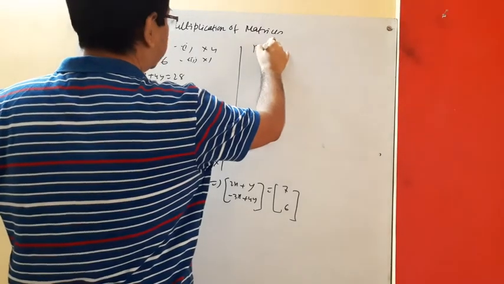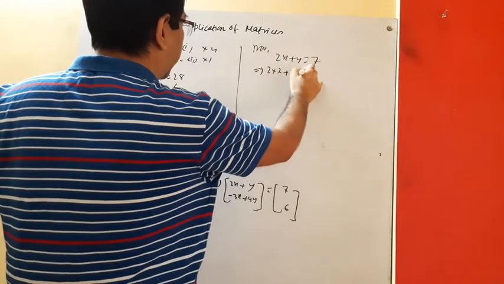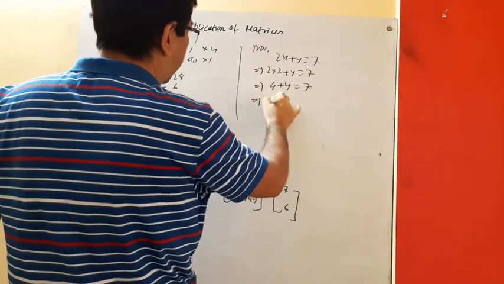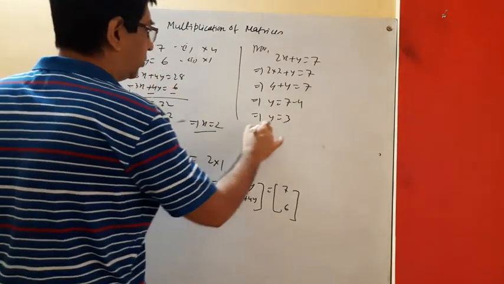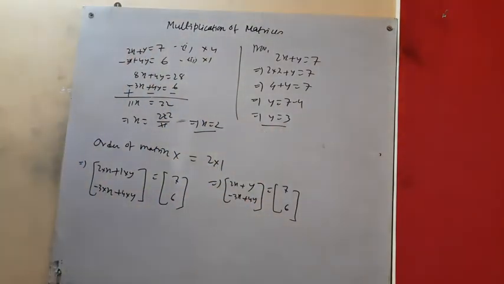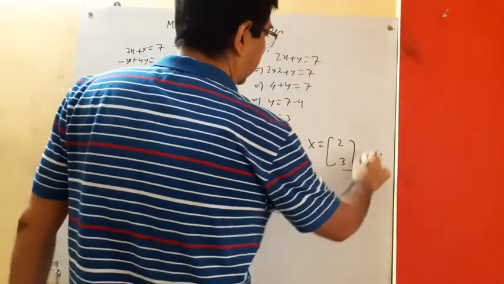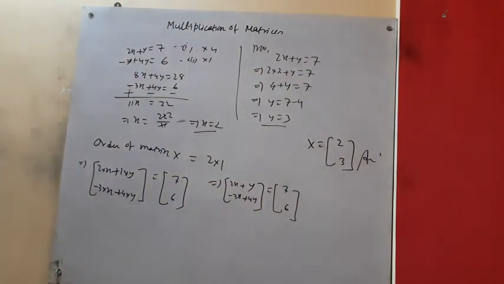Now, 2x plus y equal to 7. That means 2 into 2 plus y equal to 7, or 4 plus y equal to 7, or y equal to 7 minus 4, or y equal to 3. Right? x equal to 2, y equal to 3. So, what was the order of the matrix? The order of the matrix was most probably 2 by 1, right? So, x equal to 2, 3, right? This is the answer. Now, order was 2 into 1. Okay. Now, we go to the next one.